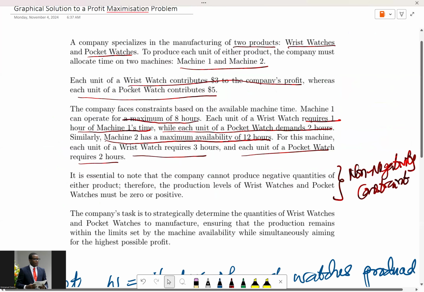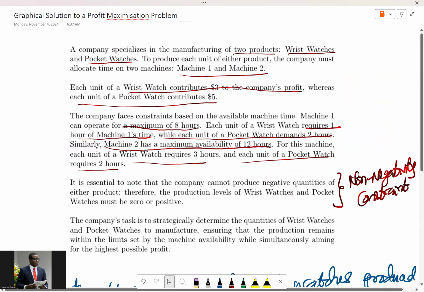Then for machine two, similarly, machine two has a maximum availability of 12 hours.